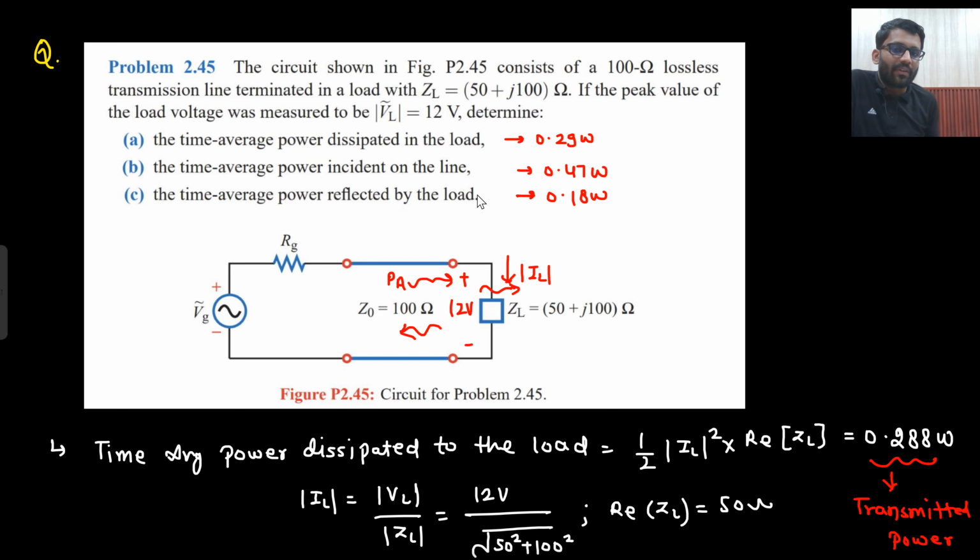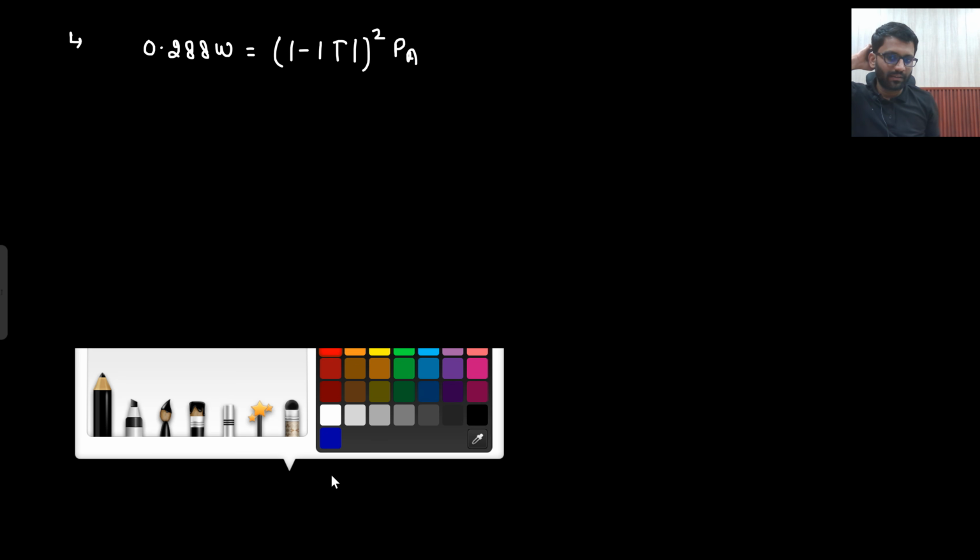What they are saying? Time average power reflected by the load. What else do we need to find? Time average power incident on the line. So the time average power that is reaching towards the load will be equal to the time average power incident on the line. Both will be the same. Why is that so? Because this is a lossless transmission line. For a lossless transmission line, PA is equal to P in plus.